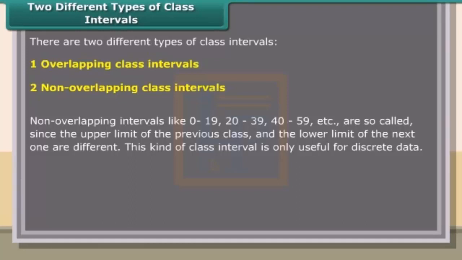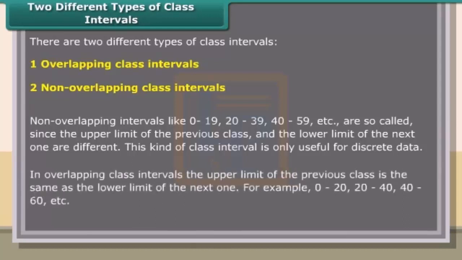are so called since the upper limit of the previous class and the lower limit of the next one are different. This kind of class interval is only useful for discrete data. In overlapping class intervals, the upper limit of the previous class is the same as the lower limit of the next one. For example, 0 to 20, 20 to 40, etc.